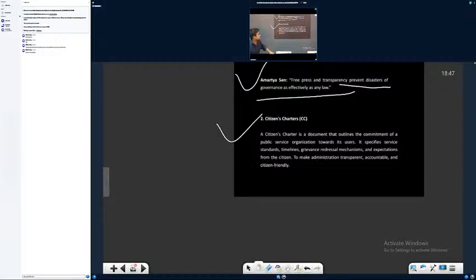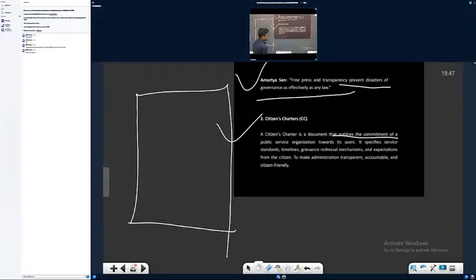is citizen charter. Citizen charter is a document that outlines the commitment of public service organizations towards its users. For example, you go to a government office, they have a citizen charter. They'll show you what all you can expect from their office. You can expect your job to be done within 24 hours. Okay, if the job is not done in 24 hours, you will be informed why it is not being done.